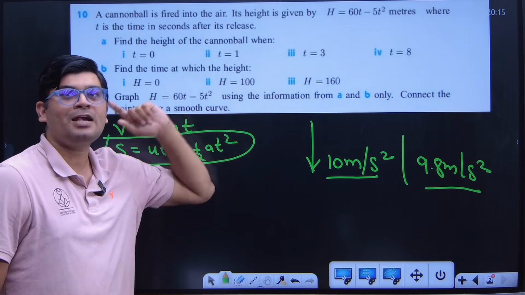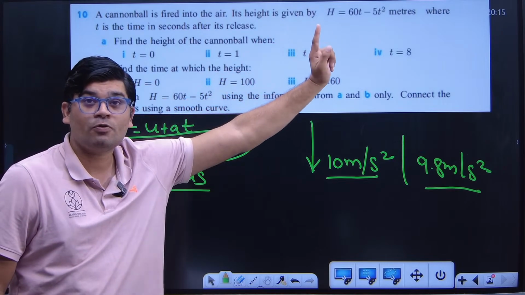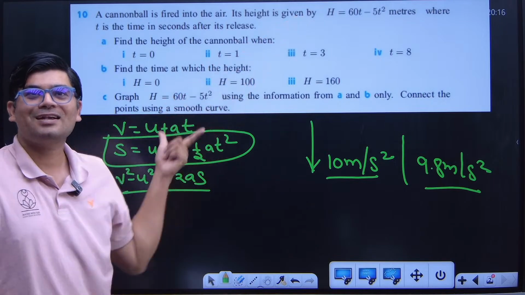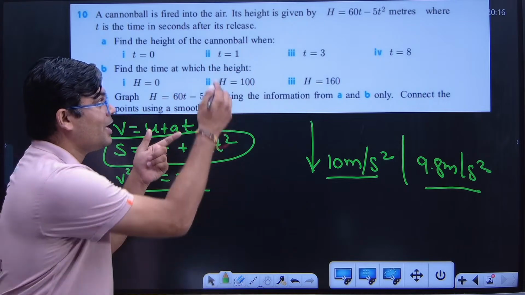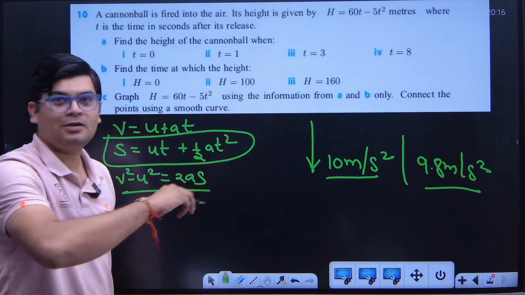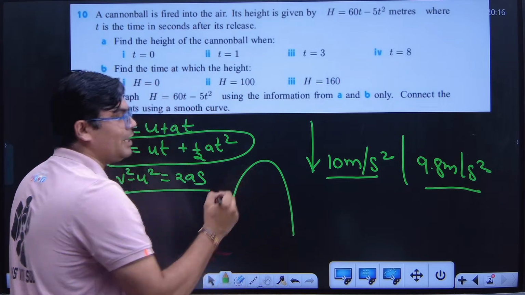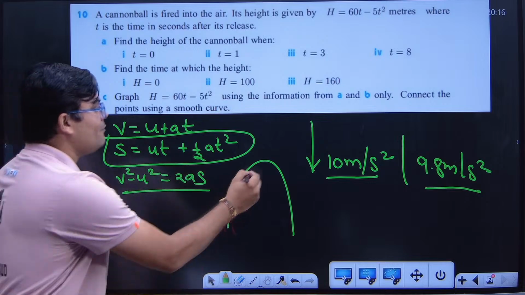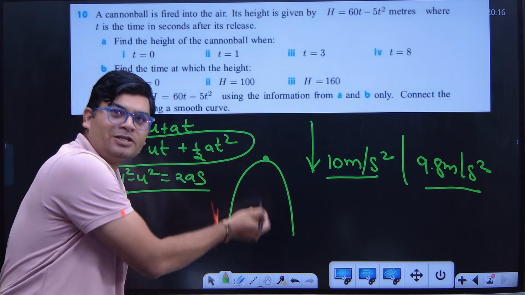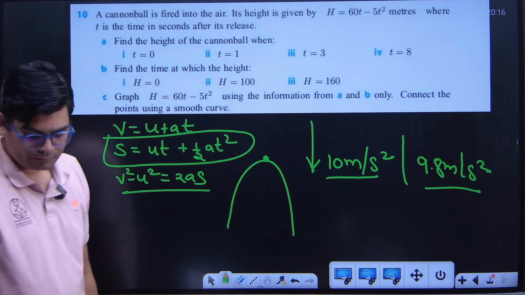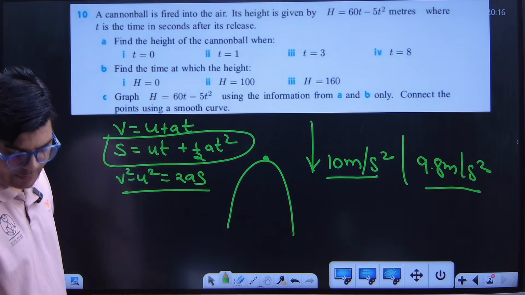So please understand that this equation is not just an equation, it is a quadratic equation. The graph of that will be a parabola. And the parabola will be downwards, because it will have a maximum height, after which it will start falling down. Did you get that?